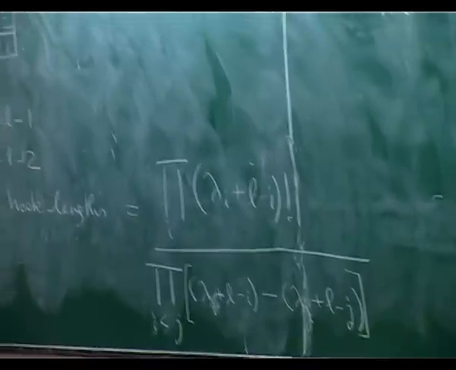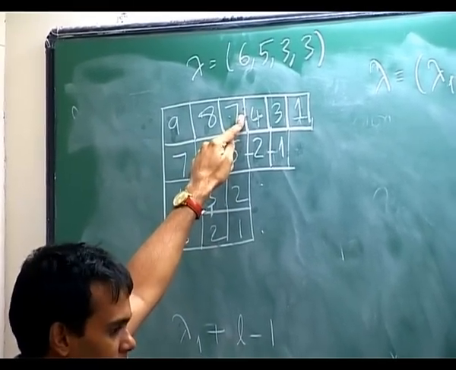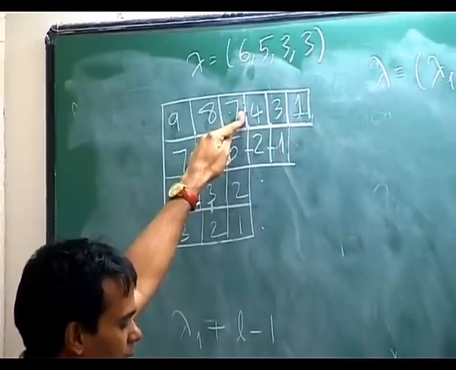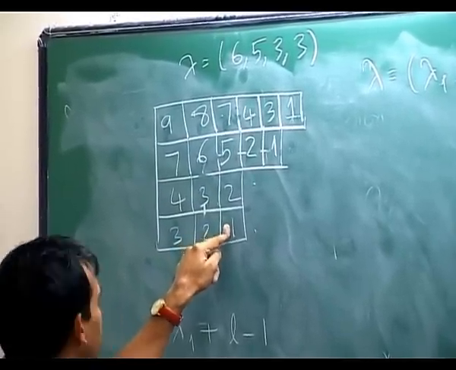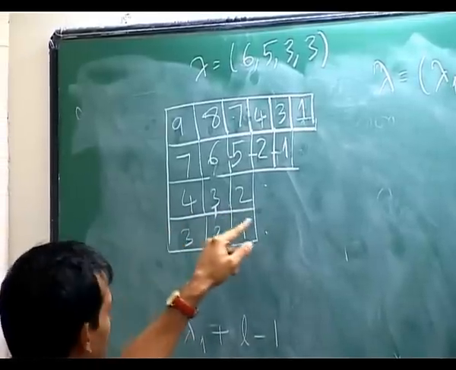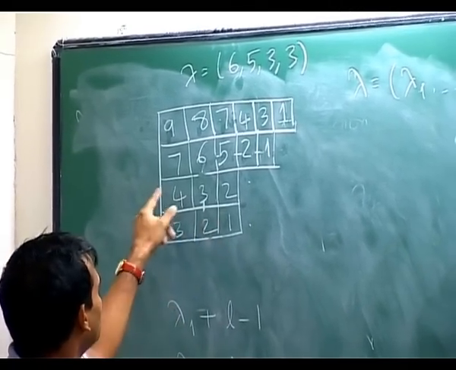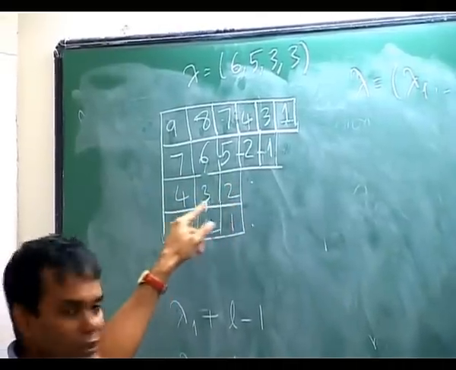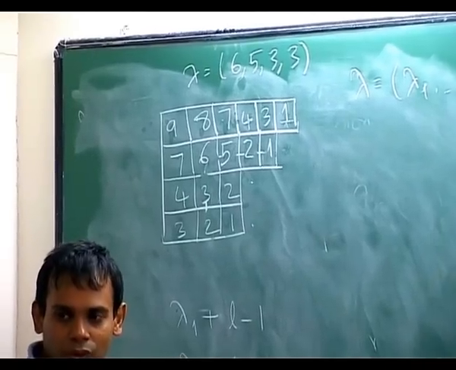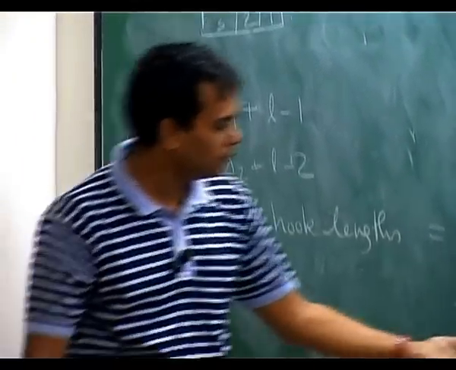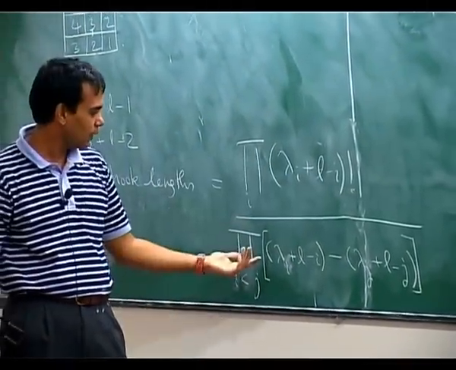Okay, so you're starting with lambda l plus l minus 1, and the first number that gets skipped here is lambda 4 plus l minus 4, because lambda 4 is 3. And then the next number also gets skipped, lambda 3, which is also 3, plus l minus 5. So those two numbers get skipped. So these are the numbers which get skipped, which come in the denominator, and these are the factorials.